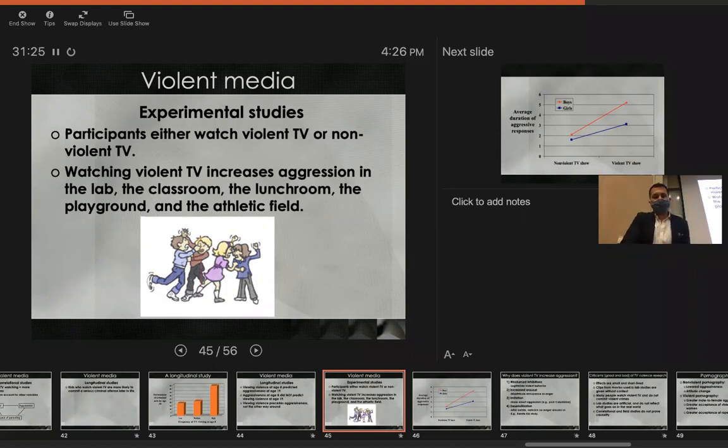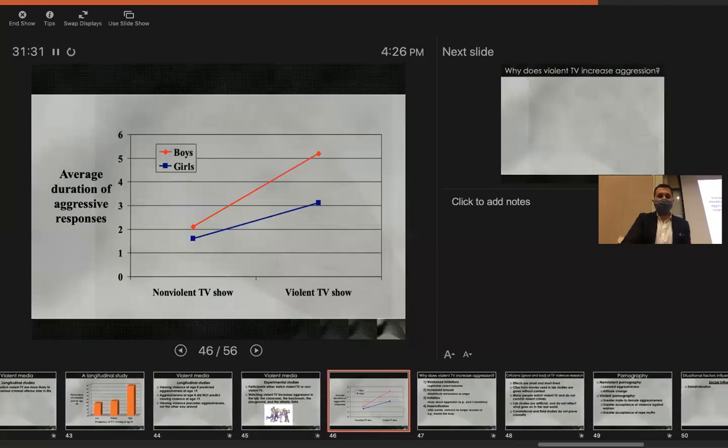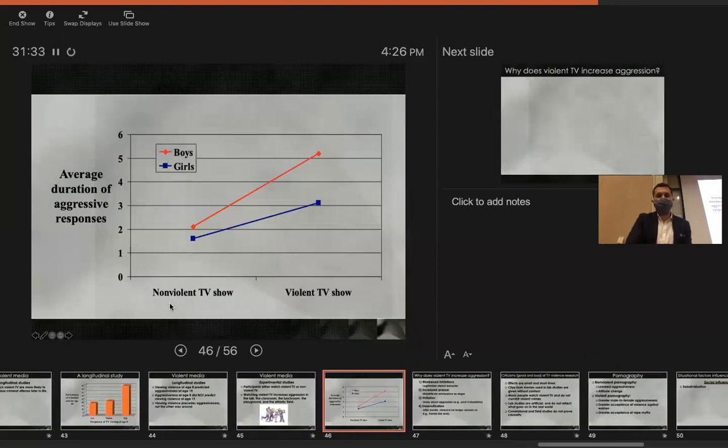So for instance, this is the result of a study where they randomly assigned people to either watch a violent TV show or a non-violent TV show. And then they were placed in a situation where they can behave aggressively. And so this is basically a measure of how aggressive they behaved. And they separated the data by boys and girls. And as you can see, both boys and girls were affected by having watched the violent TV show. If they watch violent TV shows, their aggressiveness went up.